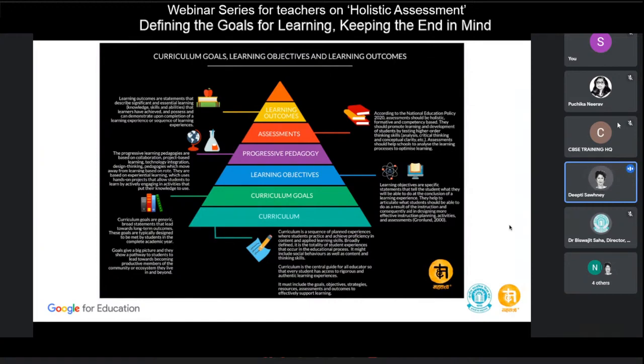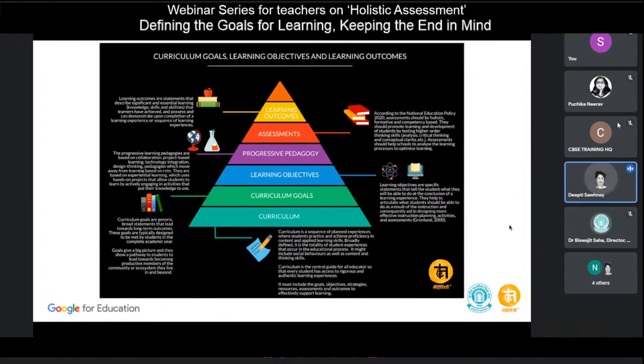Once we move up from curriculum goals, we have the learning objectives. These are specific statements. They articulate what the children should be able to do as a result of a learning experience that you have designed for the children. It is a very specific statement wherein you say, this is what the child is going to do by the end of this period of time. And mostly this is a class period, a 30 to 40 minute period.